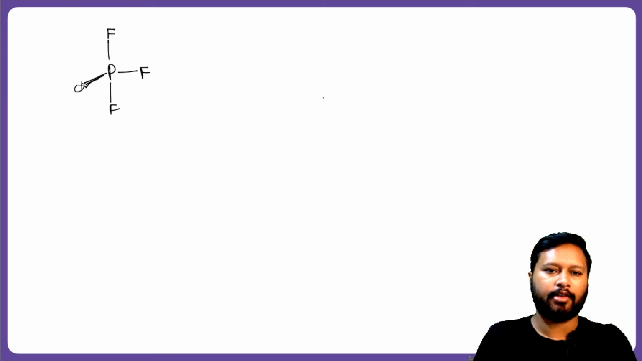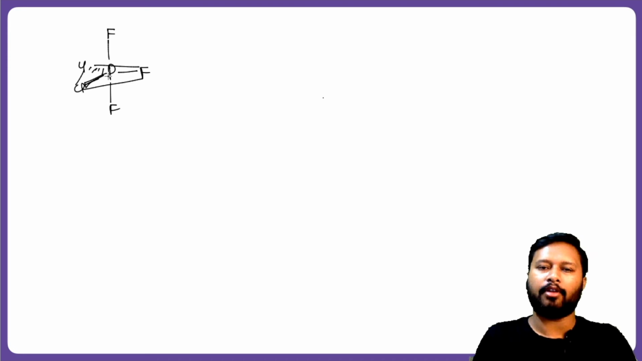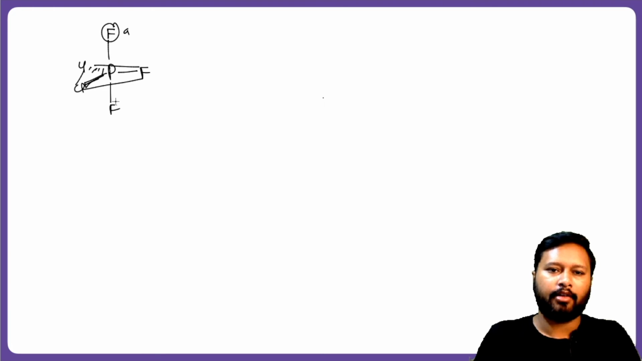Alright, so let's quickly take one more example. Let's say I have the molecule PF3Cl2. I already told you that there are 2 types of fluorine: fluorine of type A and fluorine of type B. And now let's say we are measuring 31P NMR.